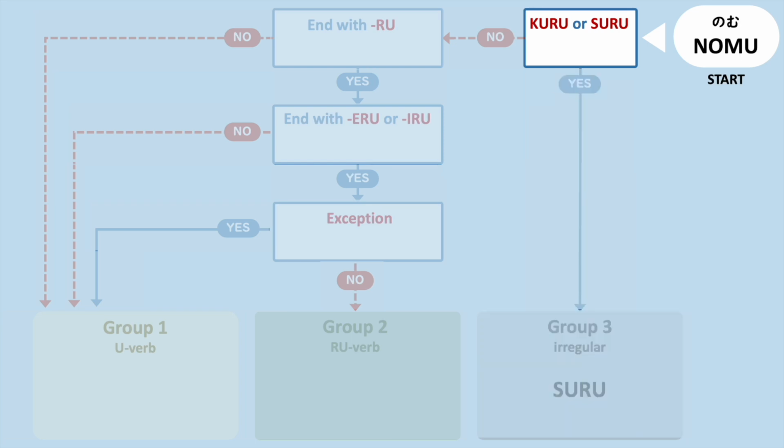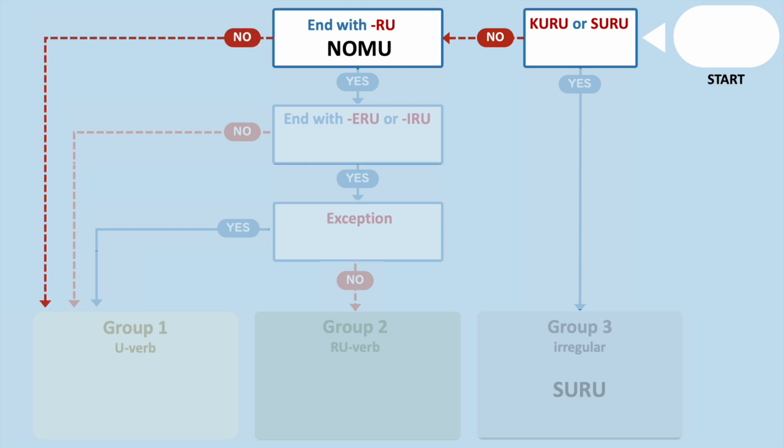The next verb is nomu, to drink. Checkpoint 1, is it kuru or suru? The answer is no. Checkpoint 2, does the verb have the ru ending? The answer is no. Nomu does not have the ru ending. Remember, all verbs that don't have the ru ending are automatically u verb, group 1. So nomu is u verb.